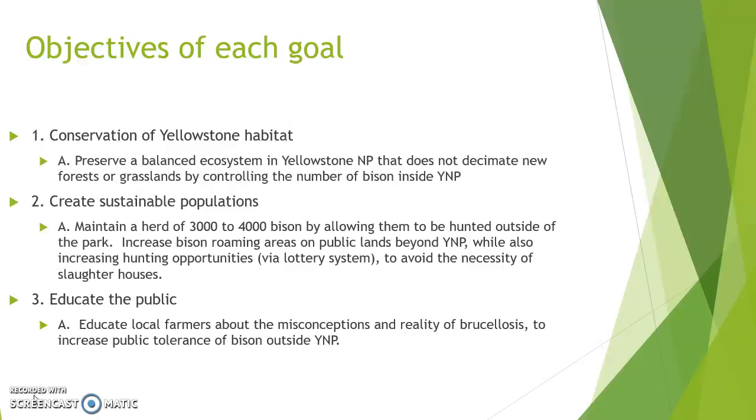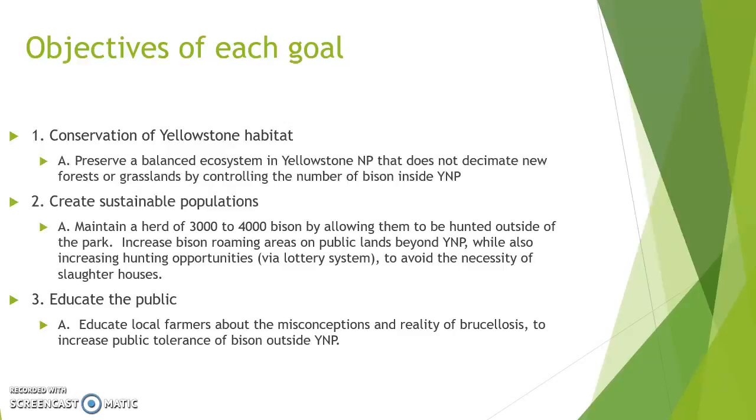Our objective for the conservation of Yellowstone habitat is to preserve a balanced ecosystem in Yellowstone National Park that does not decimate new forest or grasslands by controlling the number of bison inside Yellowstone National Park.